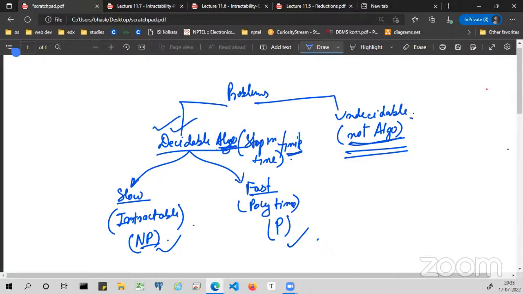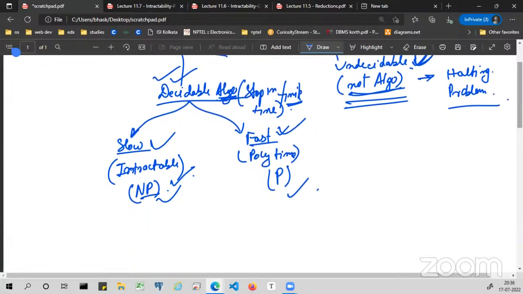Now, the only question is, it may be fast, it may be slow. In case of slow, it is NP or exponential or intractable. In case of fast, it is polynomial time. Both of them would stop, right? This and this, both of them would stop. But this may not stop. Undecidable problems may not stop. The most famous example is the halting problem. It's not in the course of our discussion, but it's the halting problem of Turing machines. So it may or may not stop.